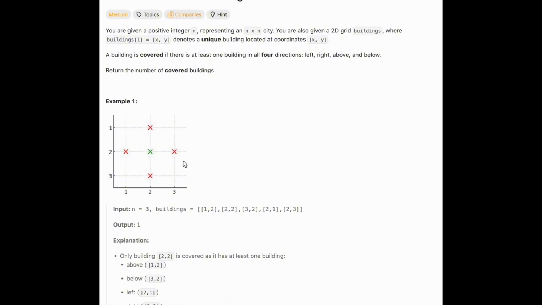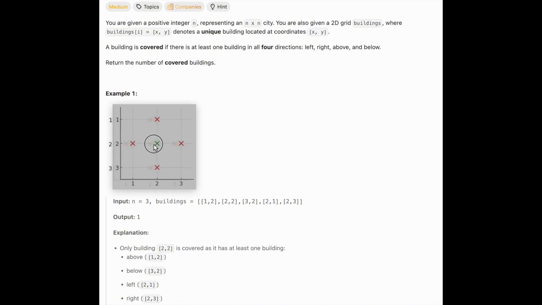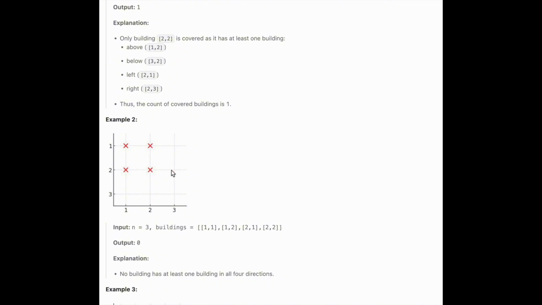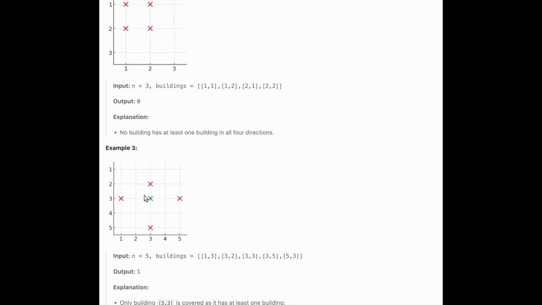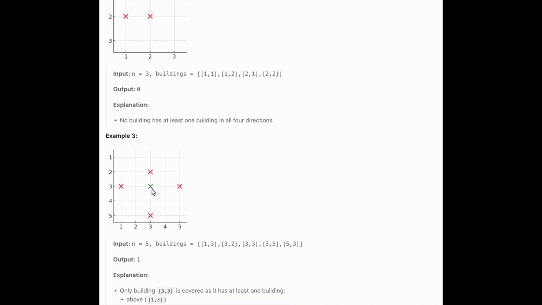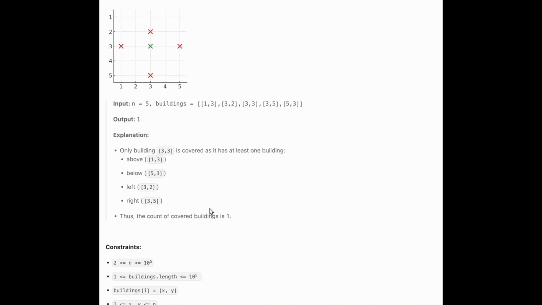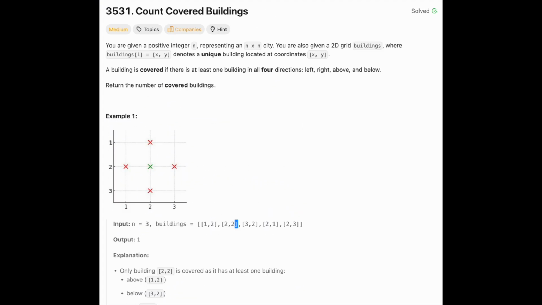If you look at this example, we return 1 because there's one building right here at 2 and 2 where it is covered in all four directions. This one, we return 0 because no buildings are covered in all four directions. And in this one, we return 1 because there's one building at 3 and 3 where it is covered to its up, to its right, to its left, and to its down. So we return 1.